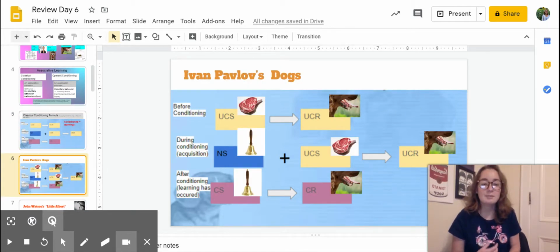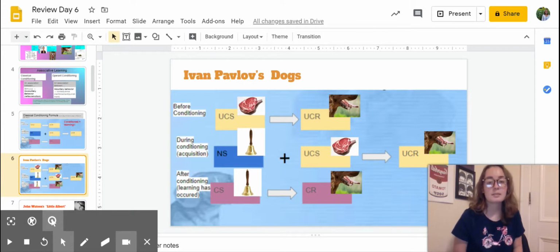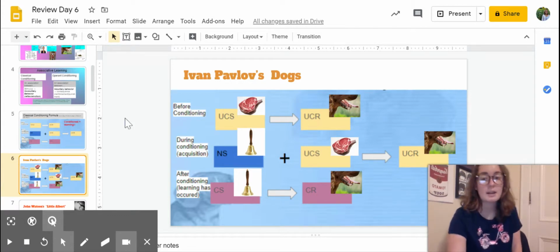So we have Ivan Pavlov, who is the one who discovered classical conditioning. He wasn't even a psychologist, actually. He was just kind of studying dogs' eating habits, or salivation, and things like that. But what he discovered by doing that was that dogs were actually learning through classical conditioning. So he set up an experiment to figure this out.